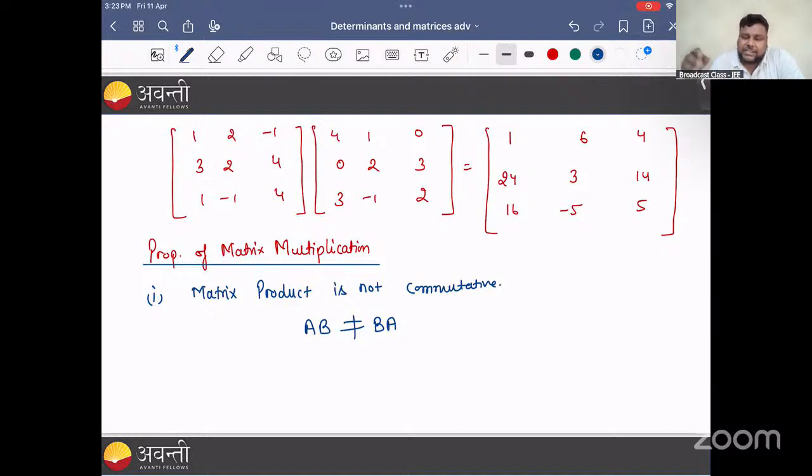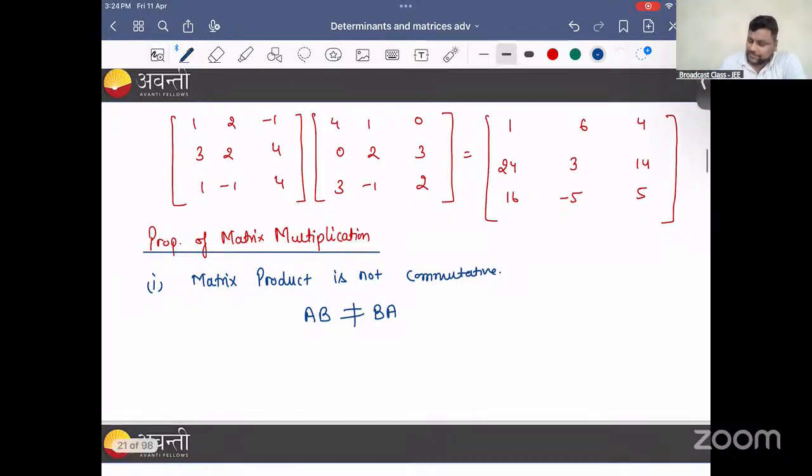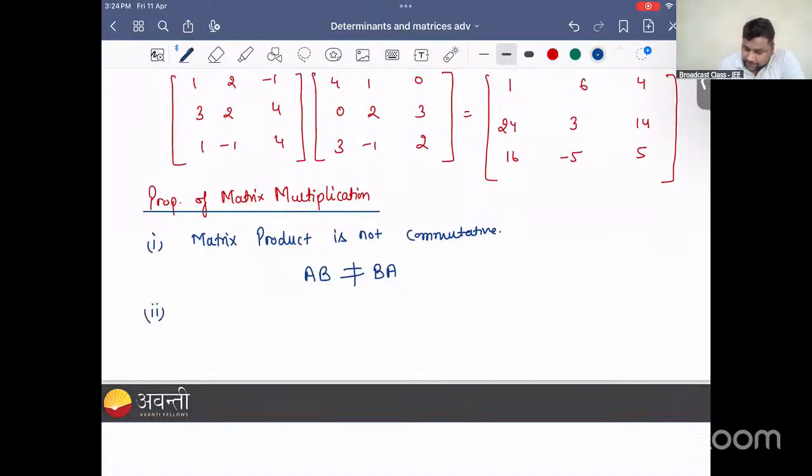See, you have seen the cases where AB may exist, BA may not exist. Where AB and BA both exist, but both are of different order. Or another possibility is AB exists, BA exists, and they are of the same order, yet AB and BA are different. And in the rarest of cases, AB can be equal to BA, but in general, matrix product is not commutative.